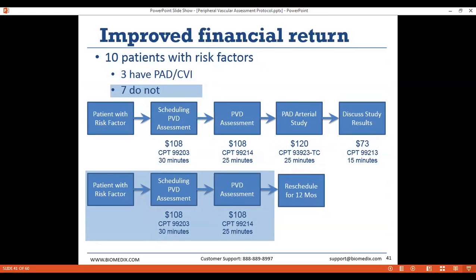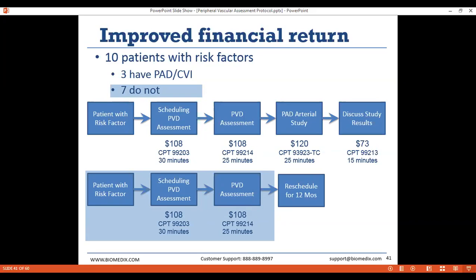So we're now casting, if you cast your mind back to the estimated reimbursement based on asymptomatic patients, we're looking at an average reimbursement of a little less than $300 per symptomatic patient. At this point, because we're casting a wider net, we're looking at more patients that have risk factors. Now, if you take 10 patients with a risk factor, we're estimating that 3 or 4 patients are going to test positive for PAD.